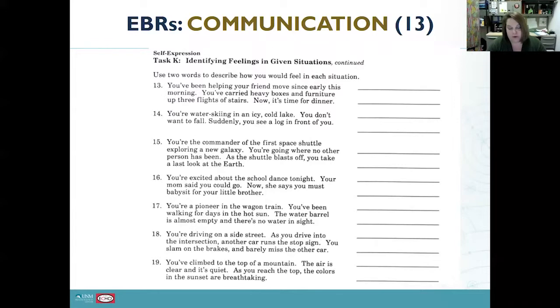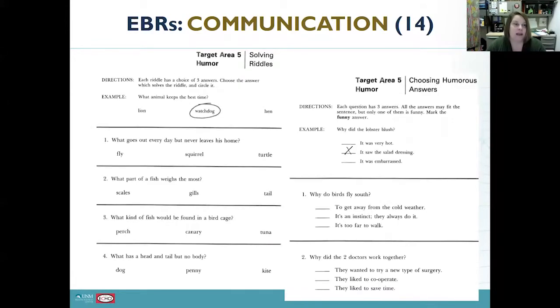Also, a lot of folks that we have are very literal, with difficulty with abstract language and difficulty with humor. So on the next slide, you'll see that we may even target humor specifically. Some people, when we've asked them what they want to work on, they want to tell jokes again, or they want to feel like they can laugh in conversation without faking it. So we help them very directly to work on this. You can see some examples of solving riddles and choosing a humorous answer.